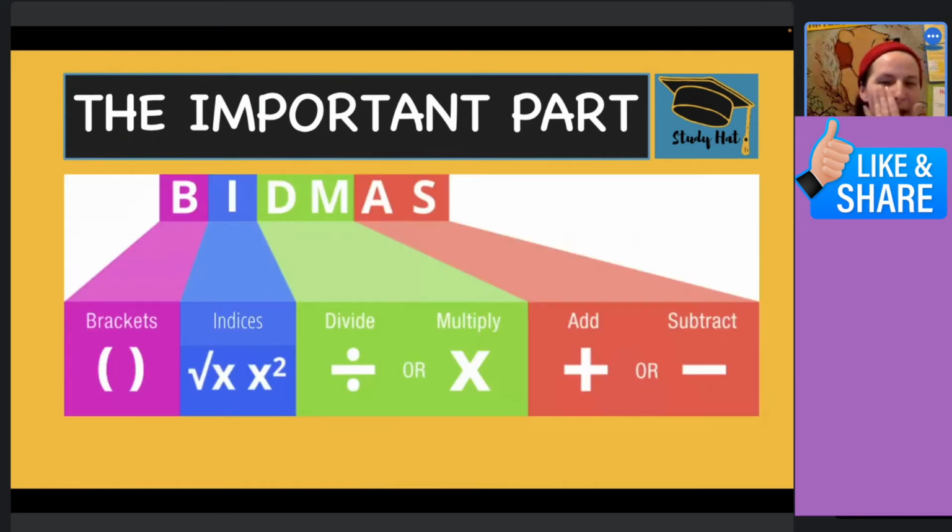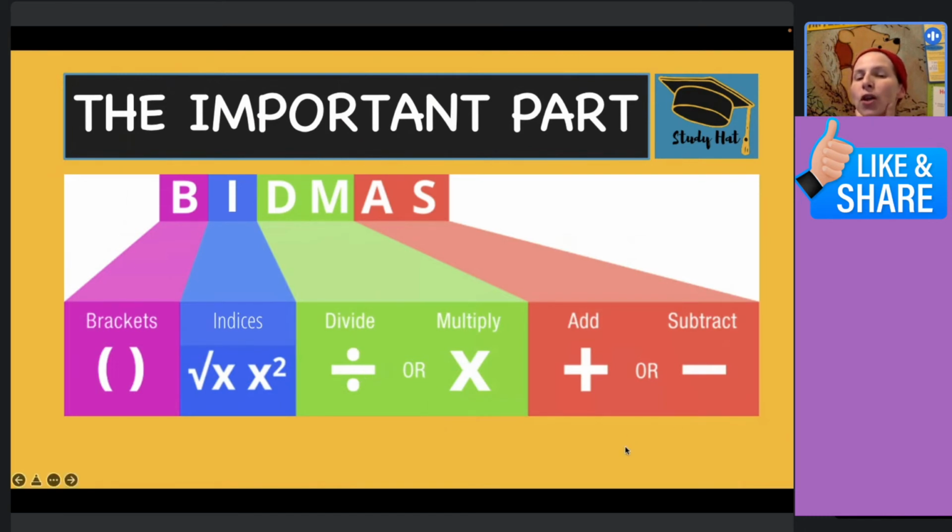Wonderful. Okay. Here's another way of looking at it. Okay, we have the brackets, indices. Now, indices can be two things, your square root or your square number, or even your cube number, etc. They will be in for indices. Sometimes this is obviously known as O for BODMAS, for order, and it just means the order of operations for those breakdowns. So then we have division or multiply.